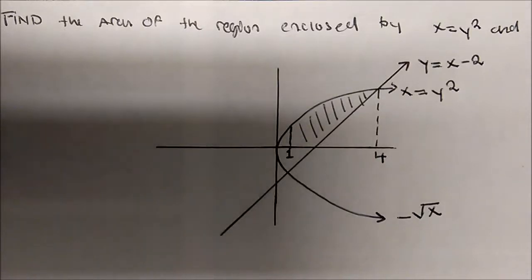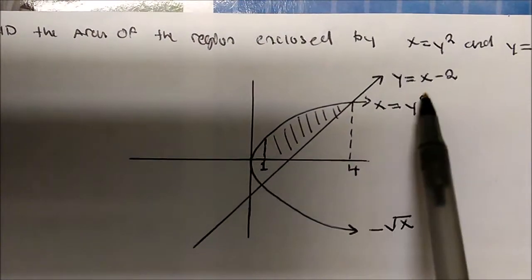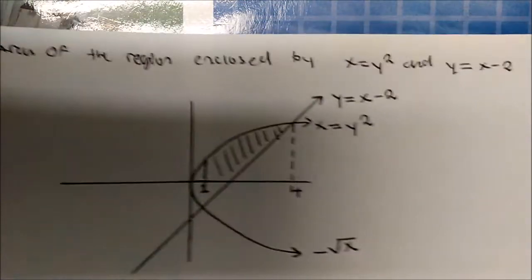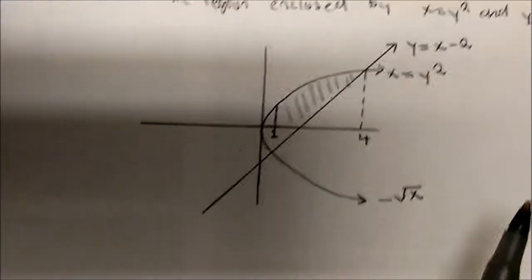So in this video, we're going to talk about a special case, and these cases are kind of more difficult ones because you can actually miss the integration. So this problem says find the area of the region enclosed by x is equal to y squared and y is equal to x minus 2.